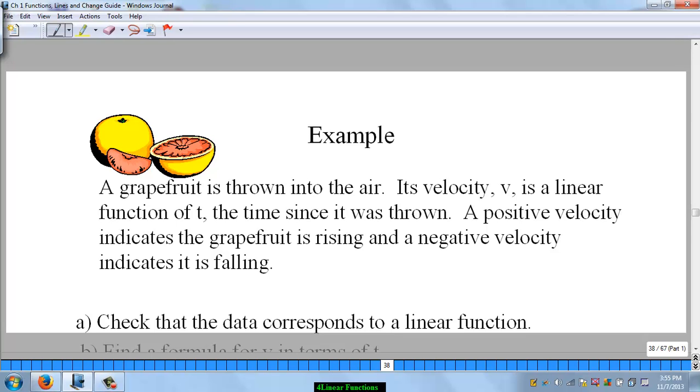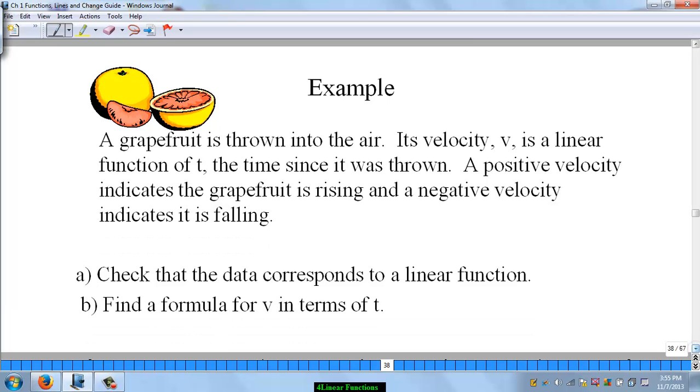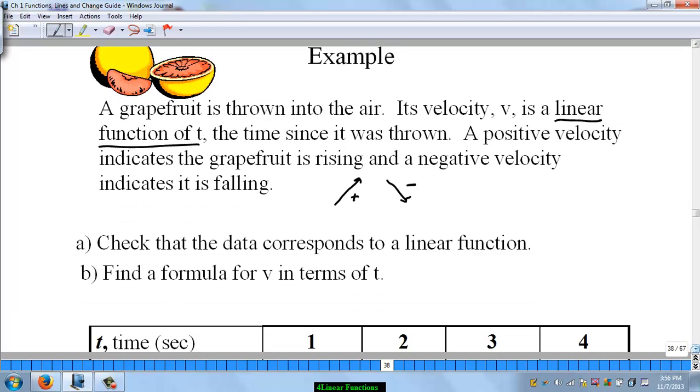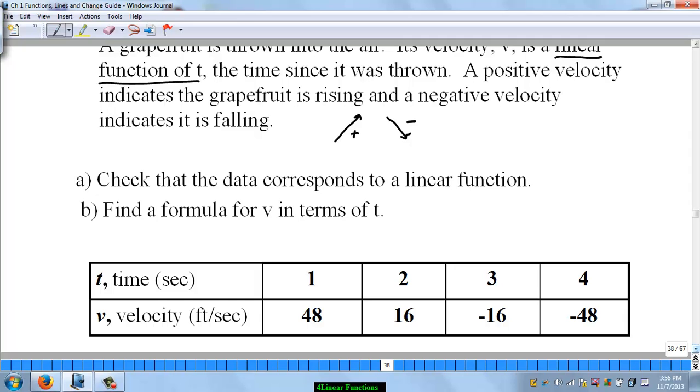All right, I have a grapefruit question here for you. See, I found this cute picture of a grapefruit. It says it's thrown in the air. Its velocity v is a linear function of t, the time since it was thrown. A positive velocity indicates that the grapefruit is rising, and a negative velocity means it's falling. So that would be a positive velocity. This is a negative velocity. So we're going to check out the data on this graph, and we're going to find a formula for v in terms of t.